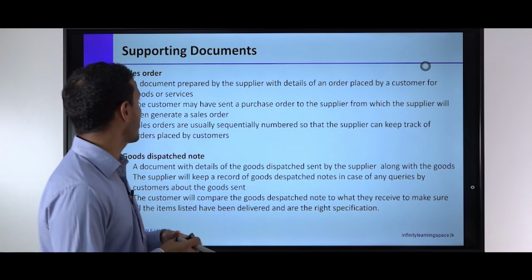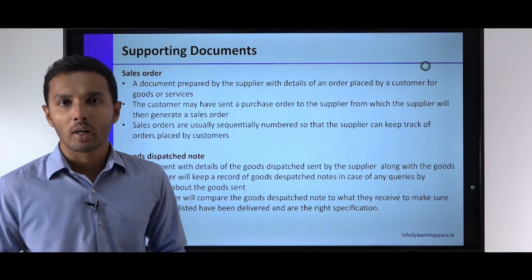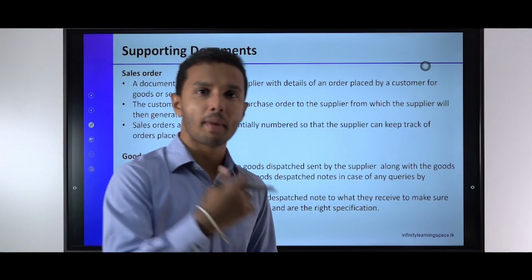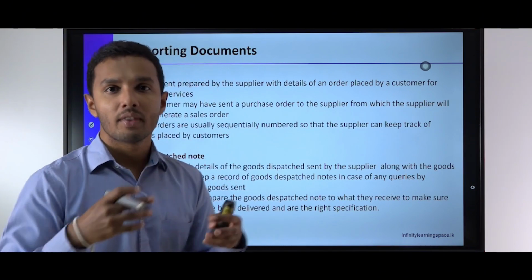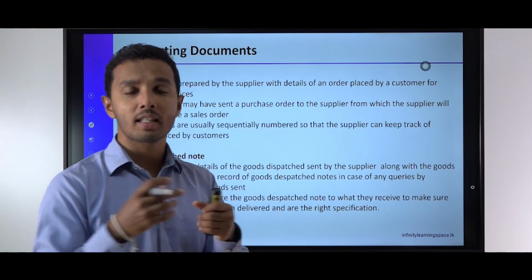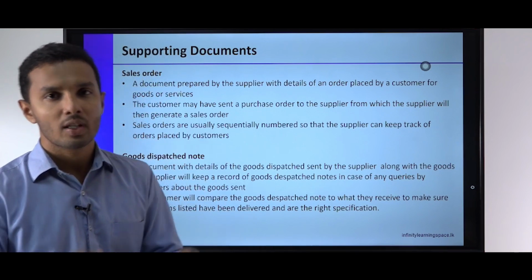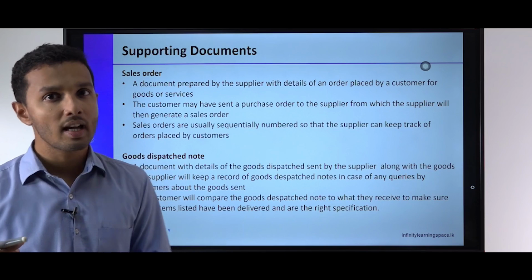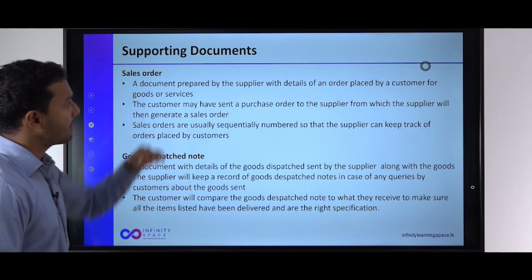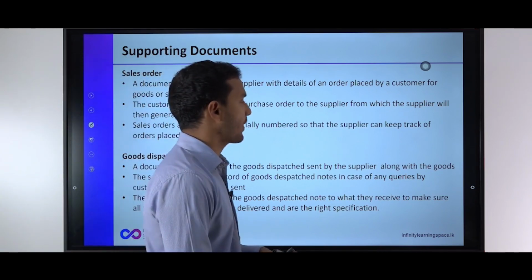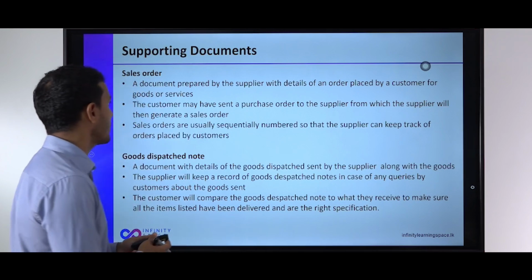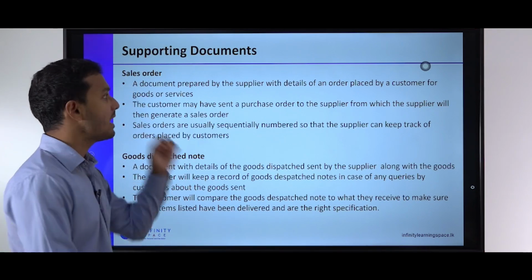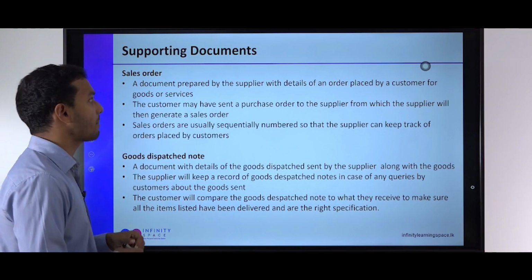So then we have the sales order. Now once the purchase order is sent by the customer to the supplier, based on that purchase order, the supplier will create a sales order, right? So the sales order will normally have the same information the purchase order has. The document prepared by the supplier with details of an order placed by a customer for goods or services. Now remember, the purchase order is prepared by the customer, the sales order is prepared by the supplier.